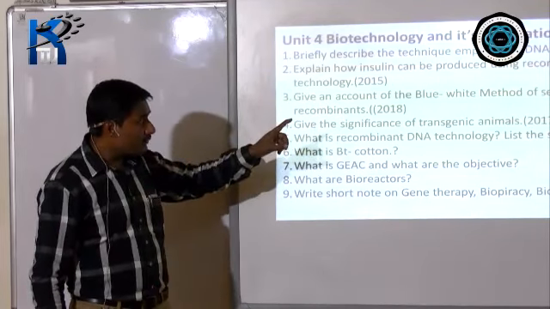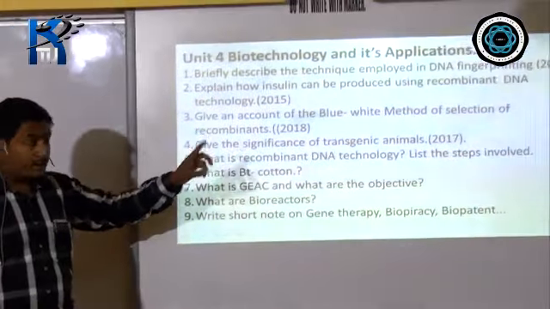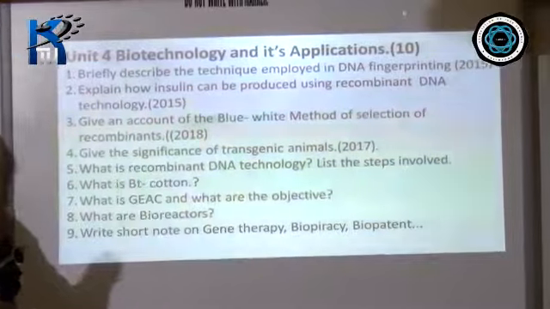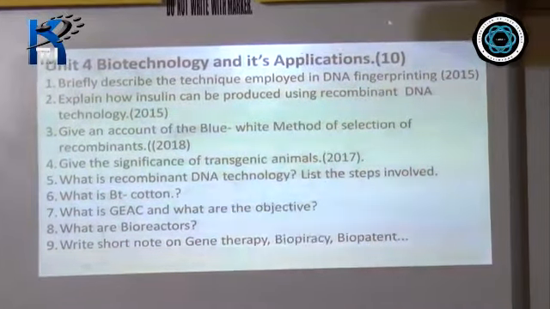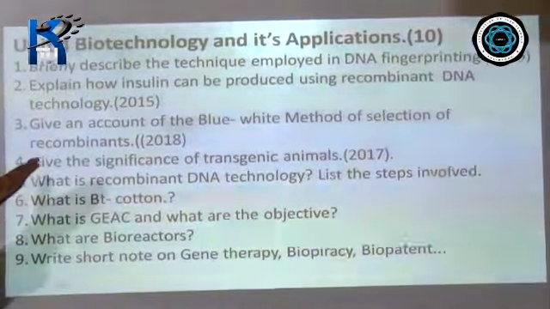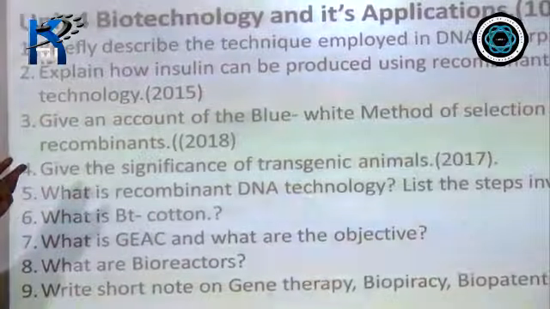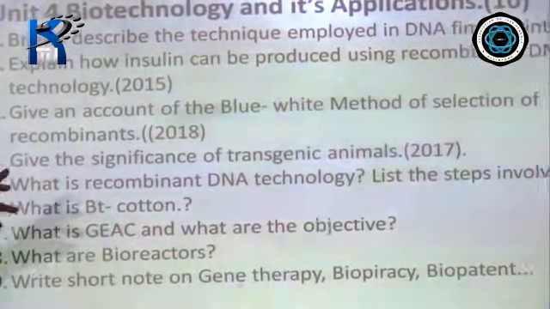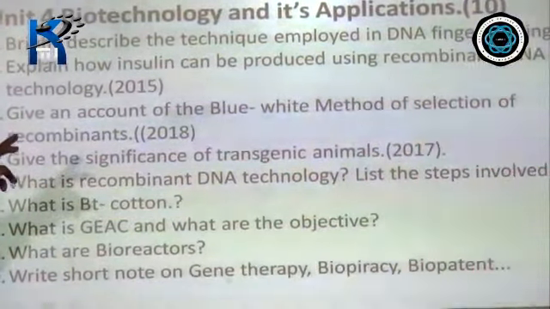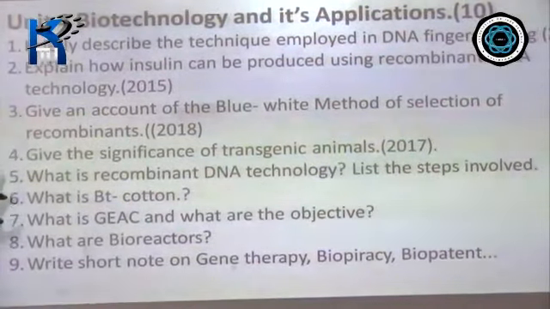Give an account of the blue-white method of selection of recombinants. Okay, when the vectors are processed, the ones with the inserted DNA will turn blue in color, and the ones that are not inserted will be white. So that is the blue and white method of selection. This has come in the year 2018. So try to go through these things also.